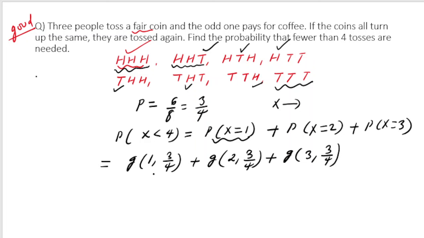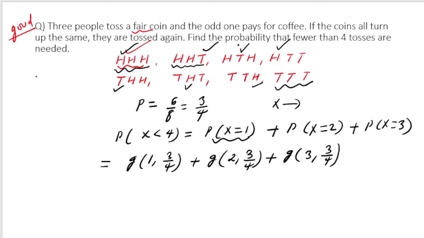I quickly repeat. What is the game? 3 people are tossing a fair coin, and the odd one pays for coffee. So if you toss a coin, these are the 6 possible outcomes. If this outcome happens, the toss will be done again. Otherwise, someone has to pay for the bill. So if you calculate the probability, out of 8 outcomes, 6 outcomes result in success. So the probability of success is 6 by 8, that is 3 by 4. And the moment we get the first success, we complete the game, go to buy the coffee.